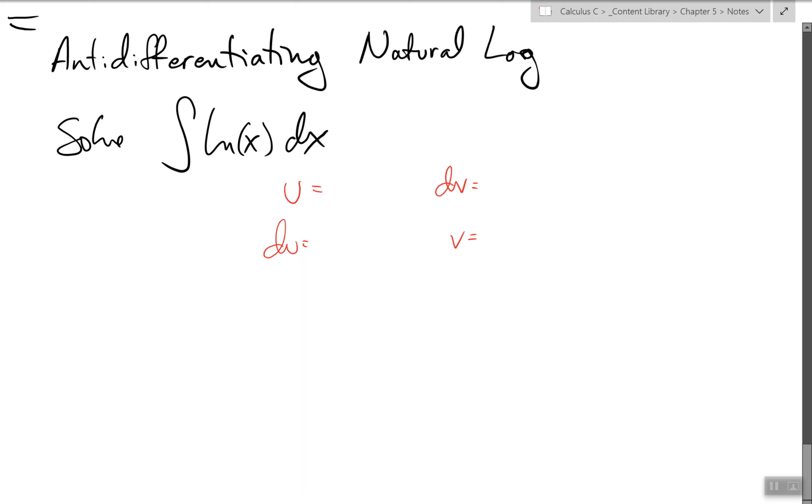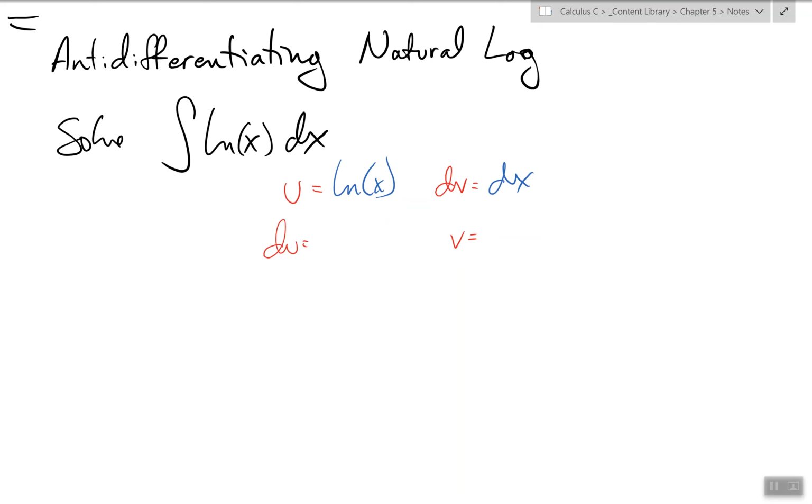So what we have to do here is, again, go through LIATE. So L, logs, we definitely have a log. We have the natural log of x. So that is our u. 100% for sure, natural log of x. So what does that leave for dv? The only other thing in this problem is dx. dx is an algebraic function. It is technically 1, which is a constant, which is a 0-powered x. So that is our algebraic function. So we actually have LA in this problem.